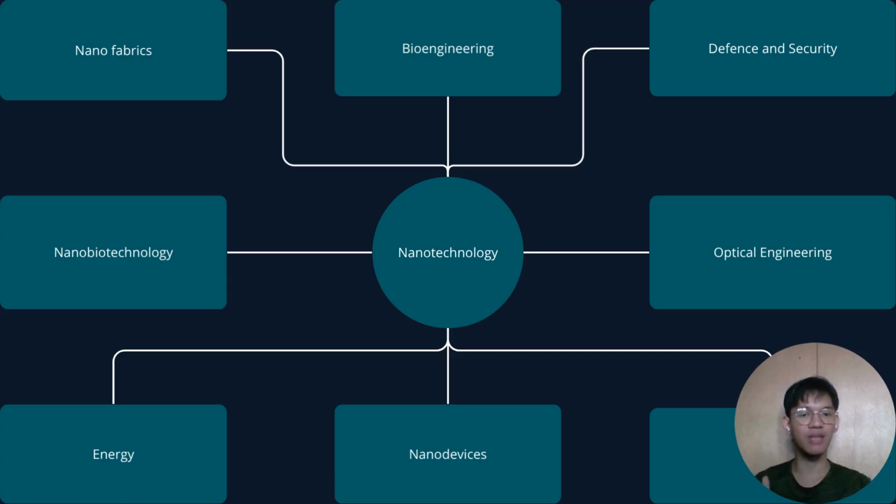Nanotechnology extends across many fields. It extends into nanofabrics, bioengineering, defense and security, nanobiotechnology, optical engineering, energy, cosmetics, and so on. So, in energy, nanomaterials enhance battery efficiency and solar cell performance, while in defense, nanocoatings improve strength and protection of the equipment. In cosmetics, nanoparticles allow better absorption of active ingredients. So each field leverages precision, strength, and efficiency at the nanoscale.